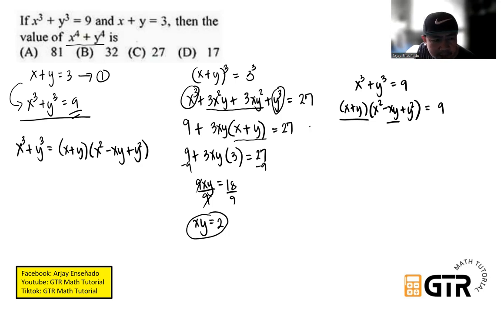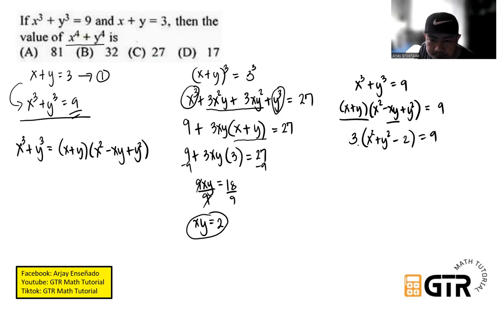Okay, so therefore substitute all the values that we have from the two equations. So x plus y equals 3, so substitute 3 here. And then we have, let's put together x squared and y squared. So we have x squared plus y squared, and then minus the value of xy, which is 2. So minus 2 equals 9.